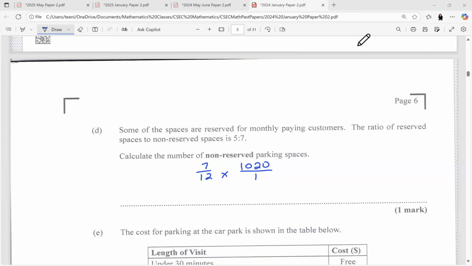595. Correct. 595 is correct. There are 595 non-reserved parking spaces.